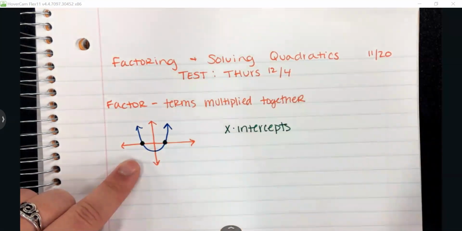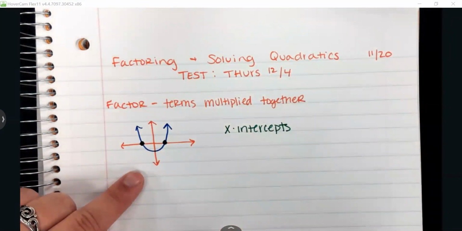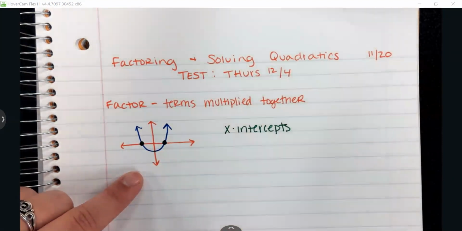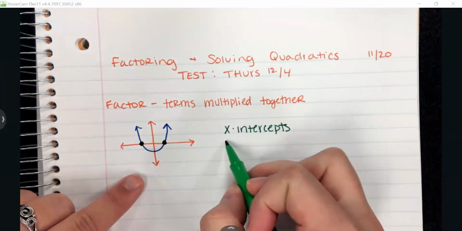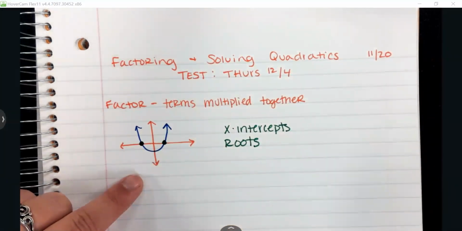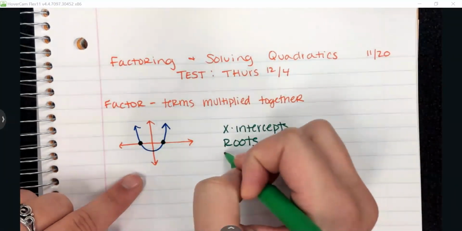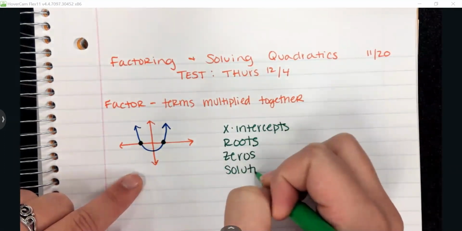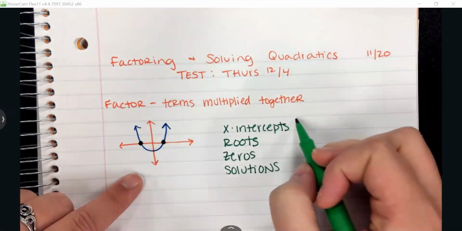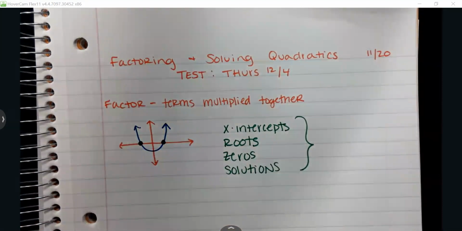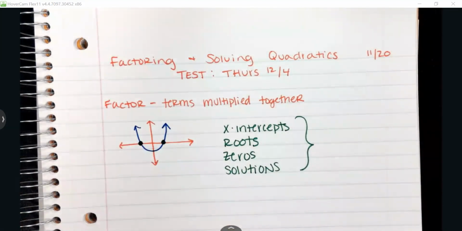There are 3 other words that mean x-intercepts, and you have to know all of them. So another word would be roots. Does anybody know another one by chance? Zeros and solutions. All these words mean the same thing. They all mean where my parabola touches the x-axis.